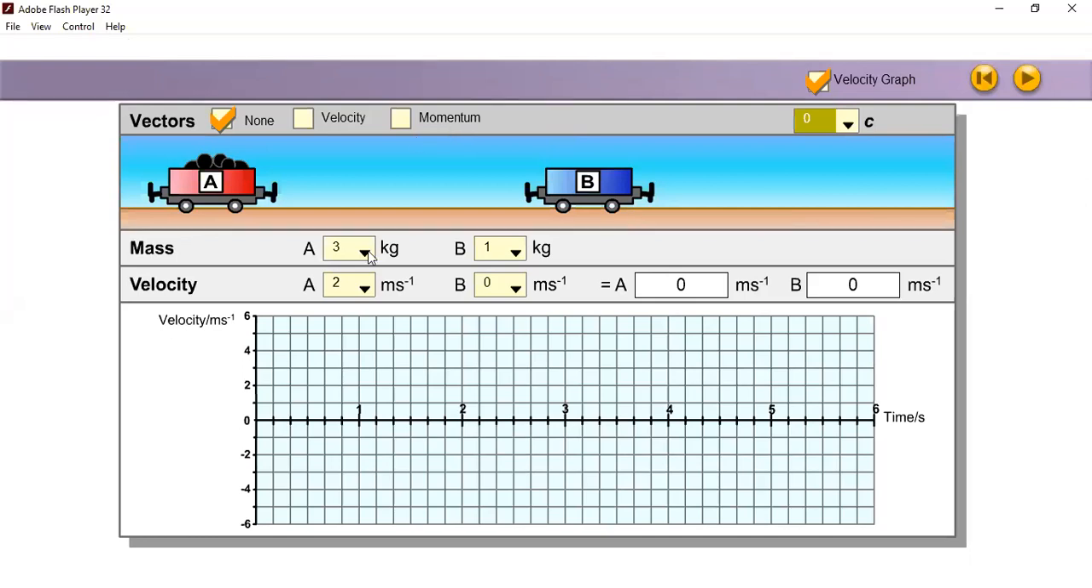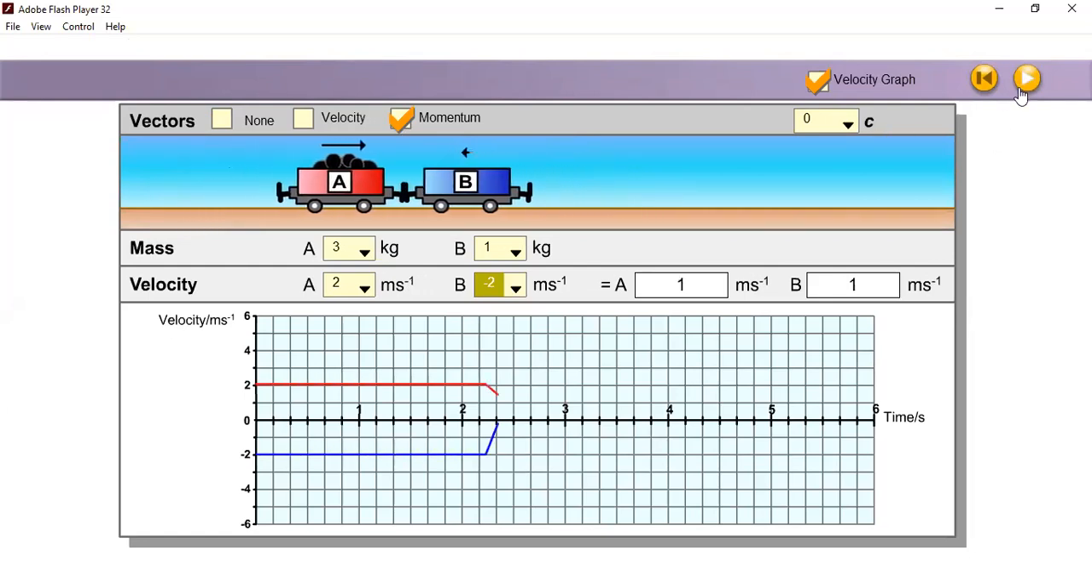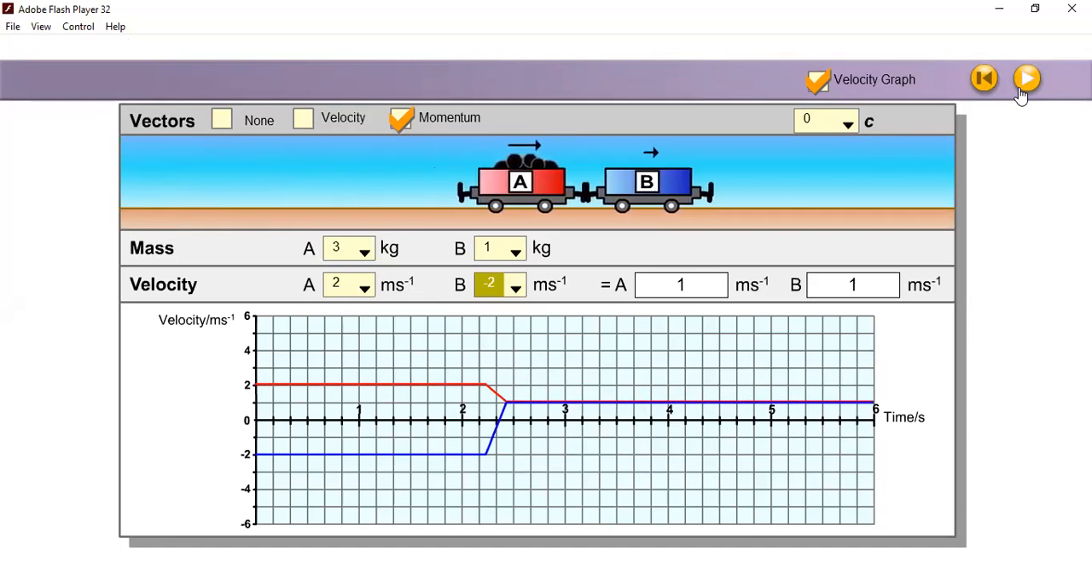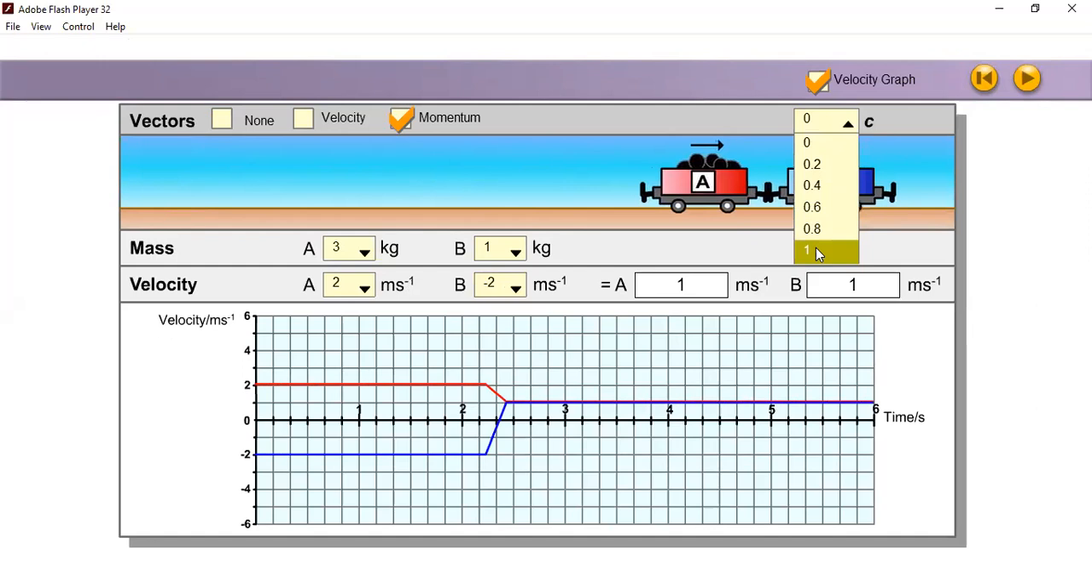Now we look at here. We notice that after collision, they combine and move together. This is the inelastic collision.